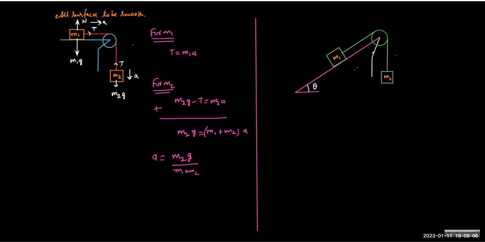Anyway, can you draw the FBD and write the equations and tell me the acceleration? Let's say M2 is going down. I'm giving you this idea that M2 is going down. Assume it and then solve it. Tell me quickly the answer.